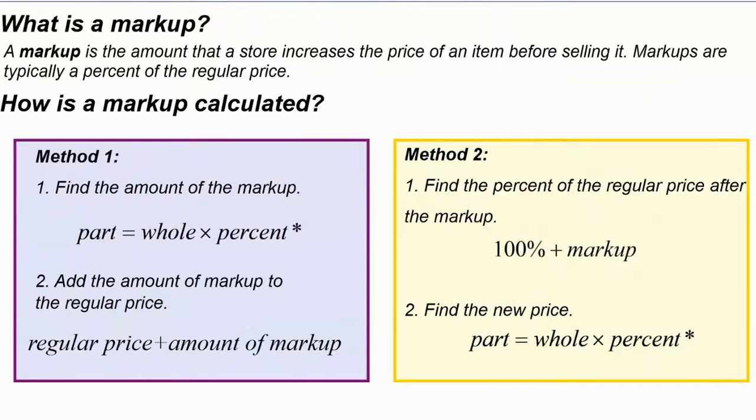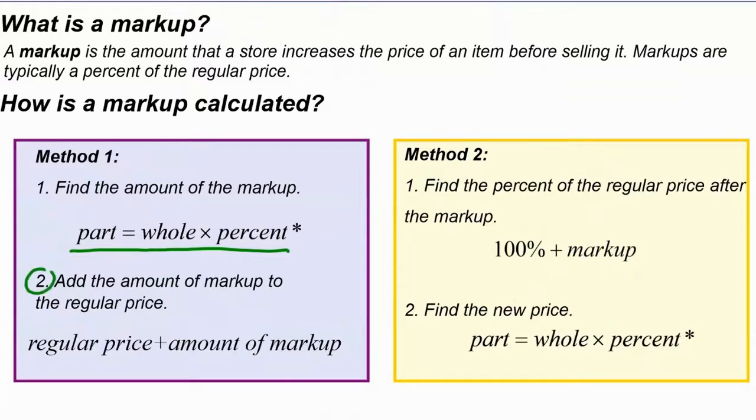Well, we're going to see that it's very similar to a discount, except instead of decreasing the cost, we're increasing the cost. So if you understand the two methods for discounts, then the two methods for markup will be quite easy. First thing we want to do is find the amount of the markup. So again, this is a part whole percent problem here. So we're going to use that equation again, part equals whole times percent as a decimal.